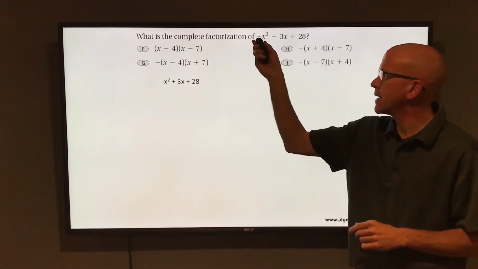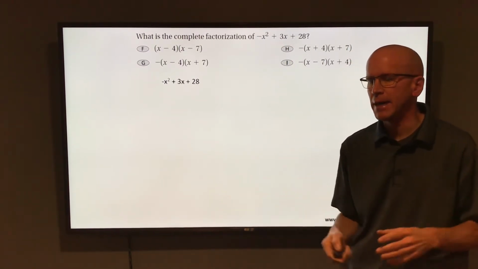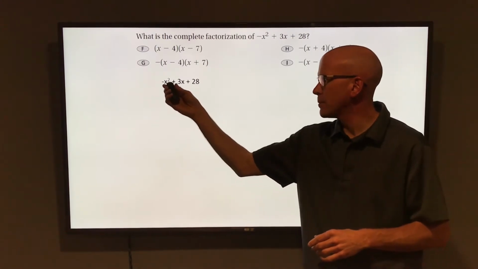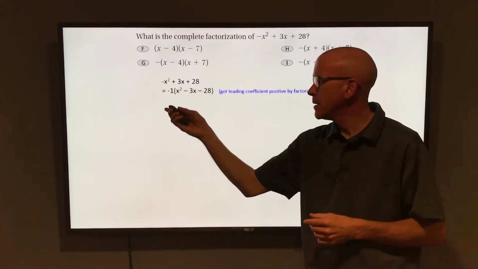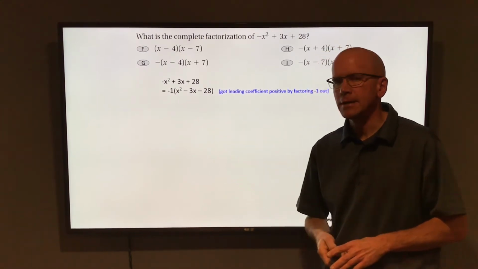Now, when you factor a negative 1 out of all three of those terms, you're just changing all the signs. You're just dividing each term by negative 1. So if you divide each term by negative 1, or change all the signs, take a negative 1 out, you're going to have x squared minus 3x minus 28 in parentheses.